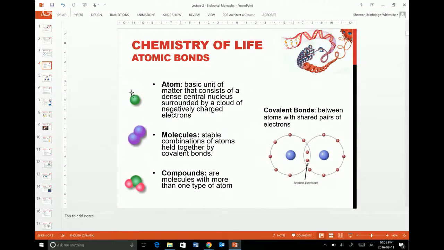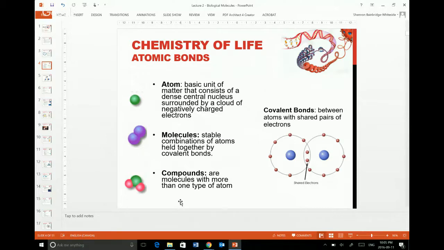The very smallest component in a cell is going to be your atom. These would be all those elements that you would see in the periodic table. This is the basic unit of matter. You're going to have a central nucleus with your protons and your neutrons, and surrounding that nucleus, a cloud of negatively charged electrons. Those electrons are going to interact with the outer electron layers of other atoms to form molecules. These are stable combinations of atoms that are typically held together by covalent bonds. They can be the same atom or they can be different.